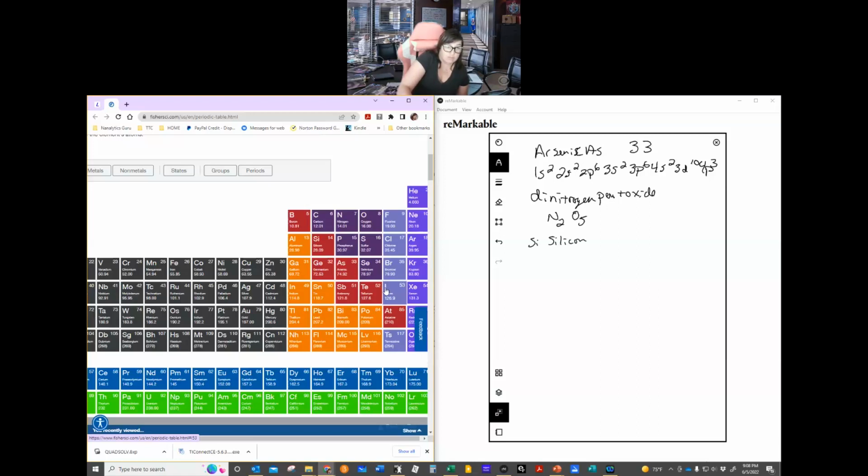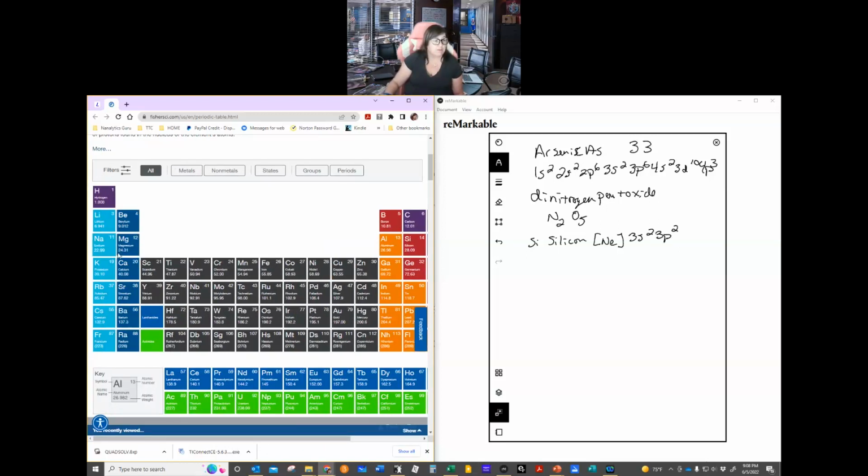Now, that's over here somewhere. Silicon is number 14. So its abbreviated electron configuration is going to be neon, which is number 10. So I have a neon core. Then I'm in the next row, which is 3s2, and then 3p2. So remember, we did our 1s2, 2s2, 2p6. That's our neon core. Then we have 3s2, 3p2, 1 and 2. So that's my abbreviated one for silicon.